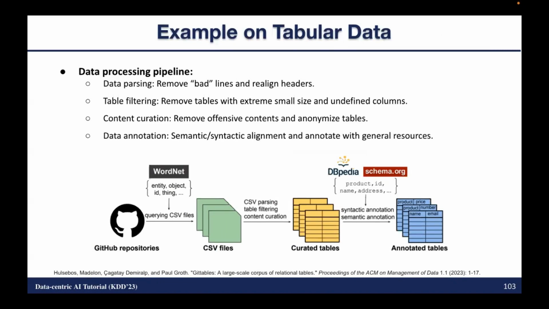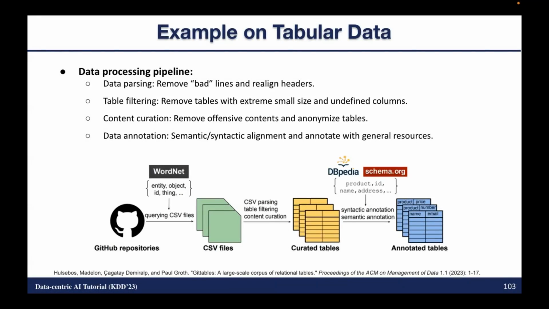Another example is a very recent data set that was published in the ACM journal, the Journal of Data and Information Quality. It's actually tabular data. In this tabular data, they try to extract a large tabular data corpus from GitHub repositories. You can see this is the data processing pipeline, starting from the very beginning, because essentially it's a GitHub repository data set. So they try to parse the data sets, remove some of the bad lines and then realign some of the headers.